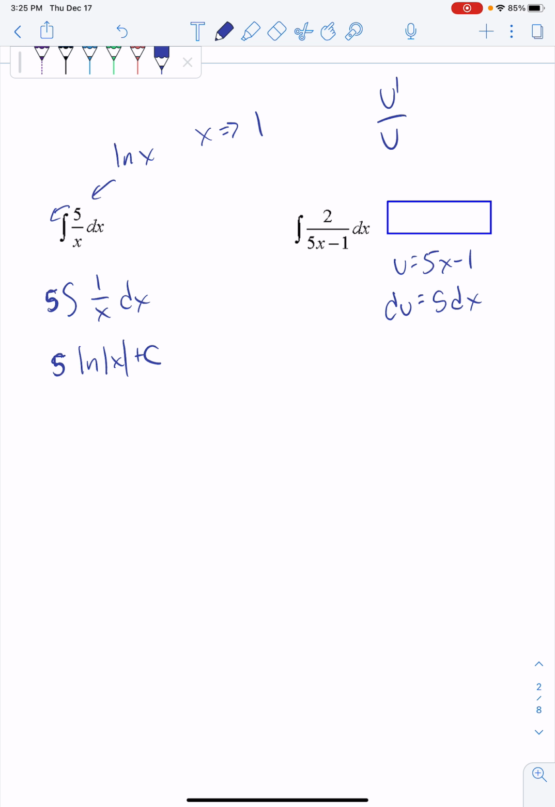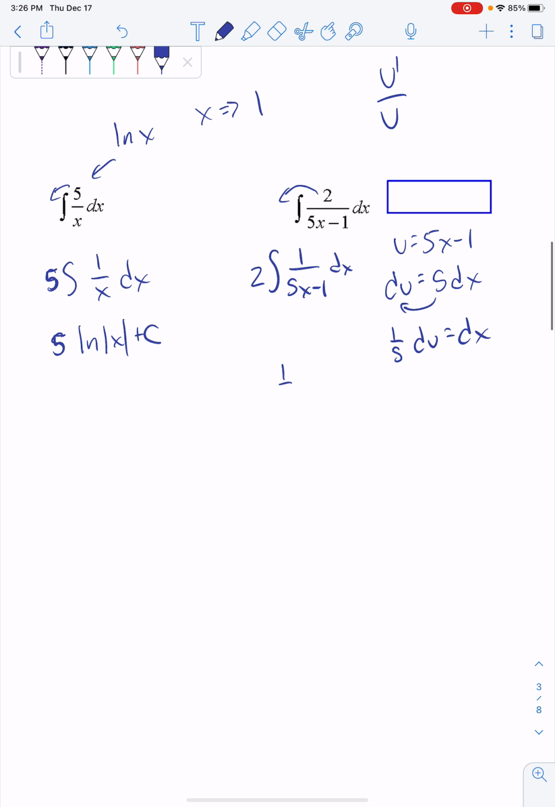Now, when I look at this function, I don't have a 5 dx. First of all, this 2, I can move it out in front. I can rewrite this as 2 integral 1 over 5x minus 1 dx. So I've got the dx, I've got the 5x minus 1. Now I've just got to move my 5 over like we always do. 1/5 du equals dx. So when I plug this in, that 1/5 can go to the front. I still have the 2 in front. Integral of 1 over u du.